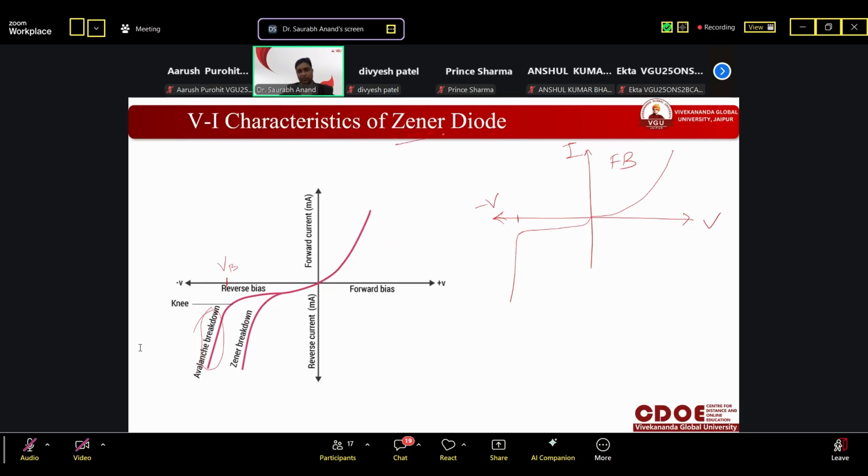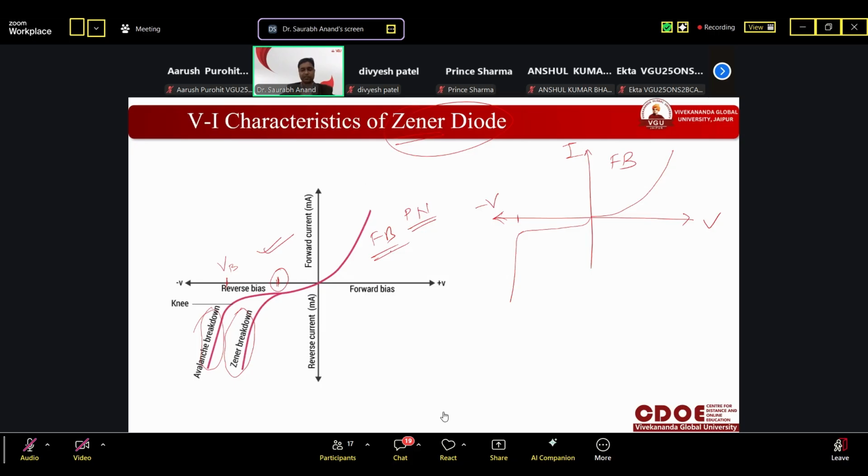But in Zener diode, this voltage is very small. At a small applied voltage, this junction will break, and this is known as Zener breakdown, because this is the Zener diode characteristic. So the advantage of Zener diode is that we can use it at very low voltage. In forward bias it works as a p-n junction, but in reverse bias we need to apply very little voltage.